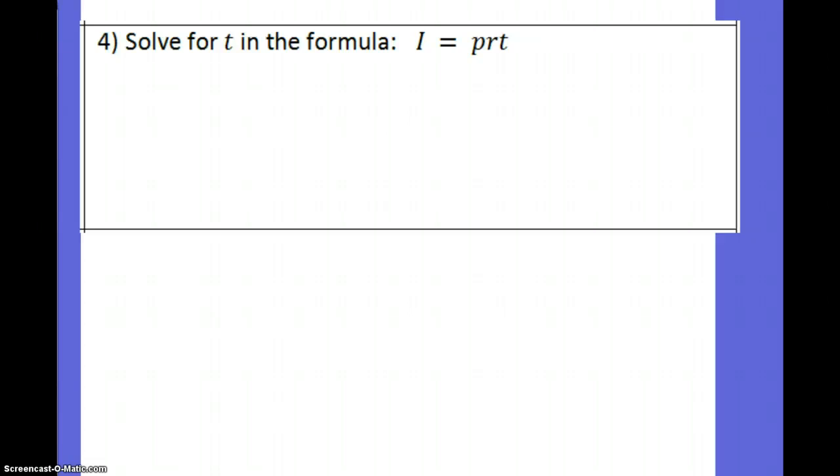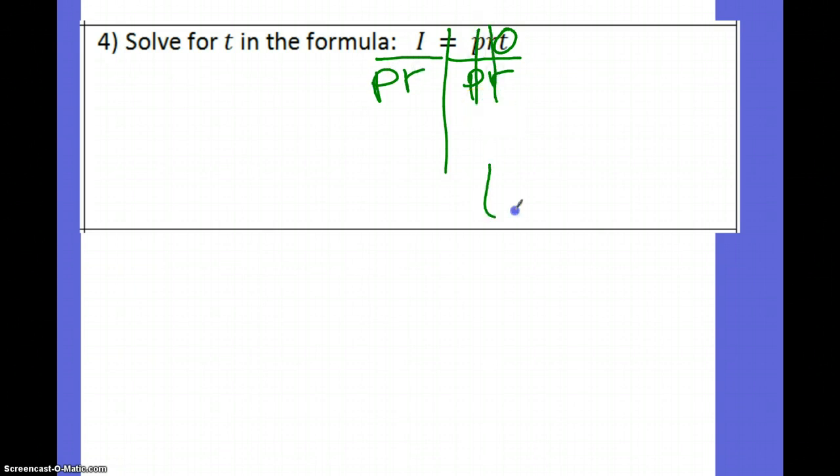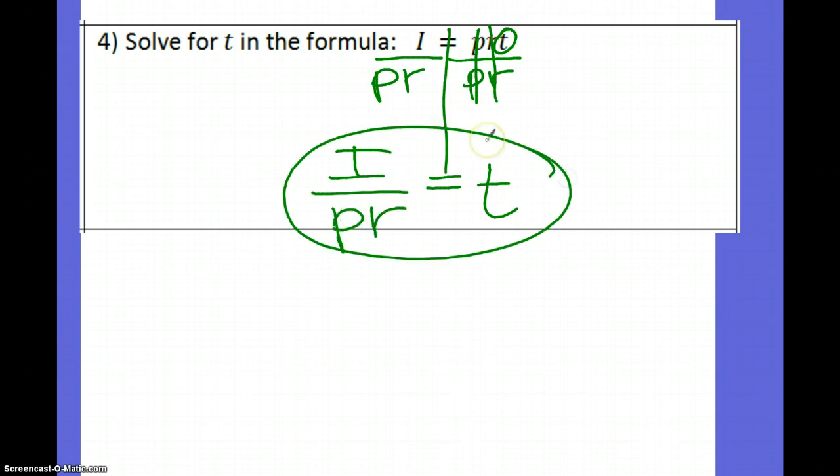Solve for t in the formula I equals PRT. So what do we need to get rid of? If we want to get t by itself, we need to get rid of P and R. And you have letter next to letter next to letter. They are all multiplying. So to get rid of PR, we divide out PR on both sides. So P over P is 1, R over R is 1. T is I over PR. Done.